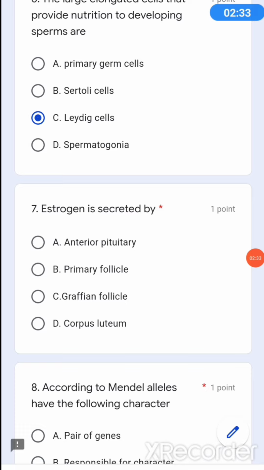7. Estrogen is secreted by Graafian follicles.